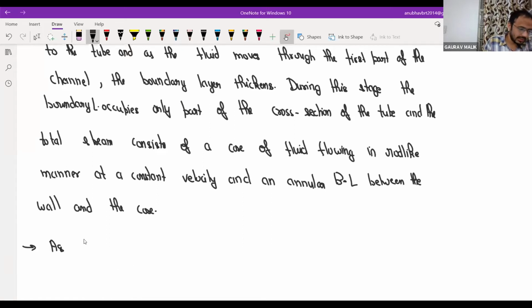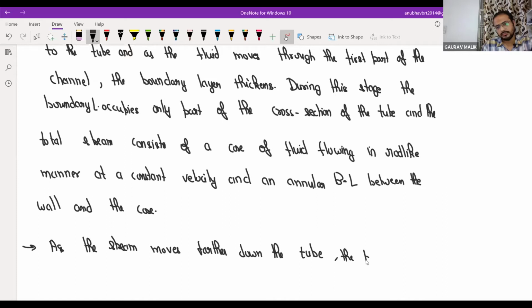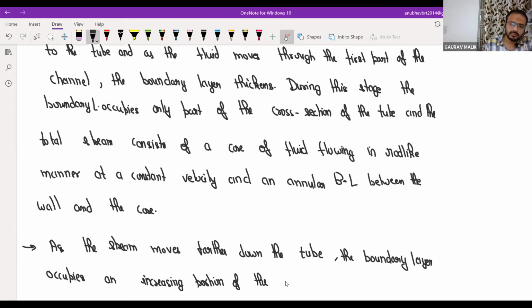After that, as the stream moves farther down the tube, the boundary layer occupies an increasing portion of the cross section.